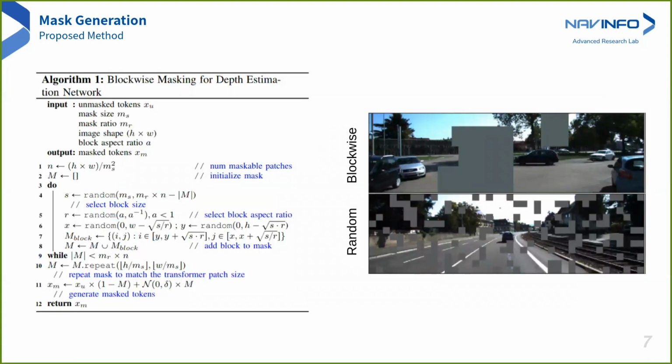For MIM-depth, we utilize the blockwise masking in depth estimation due to its better performance than the random masking. For blockwise masking, a block with a random aspect ratio is repeatedly selected to be masked in the image until the required mask ratio is achieved throughout the image. The indexes to be masked are replaced with learnable mask token embeddings, which are initialized as Gaussian noise for training.